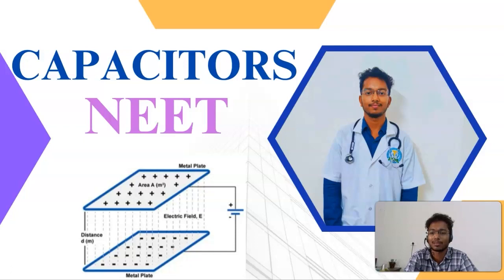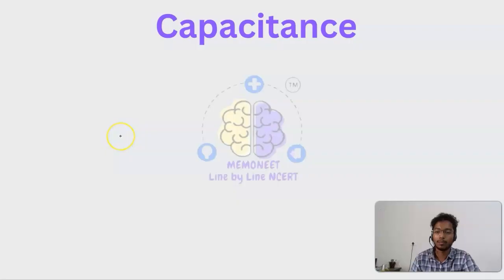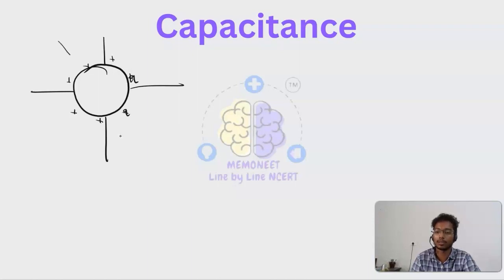So what is a capacitor? What do you mean by the capacitor? Capacitor is the system which stores energy in the form of electric field. We have a spherical structure like this, and a charge is present here. This is positive charge, so the electric lines of force will be generated like this.